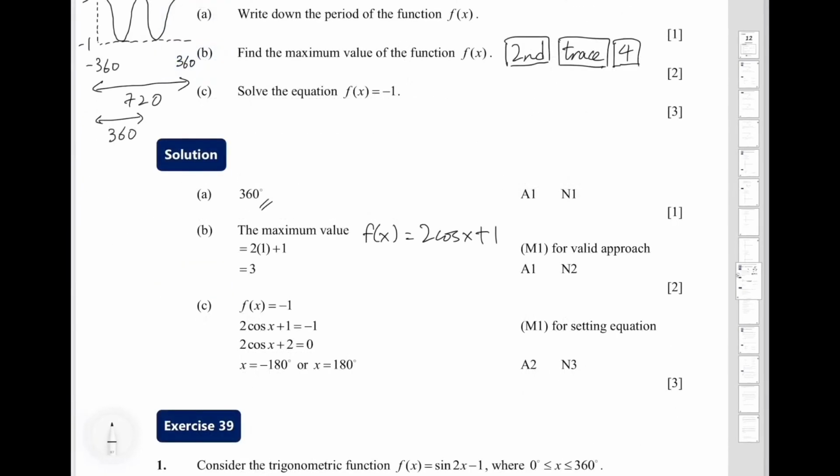Another suggestion is to consider the maximum value of the single cosine function. For the basic cosine function, we know that cosine lies between -1 and 1. That means the maximum value of the single cosine function is positive 1. So we can consider replacing cos x by 1, that is, the case when cos x attains its maximum. Then the result will be 2 times 1 plus 1, that means 2 plus 1, and the maximum value will be positive 3.